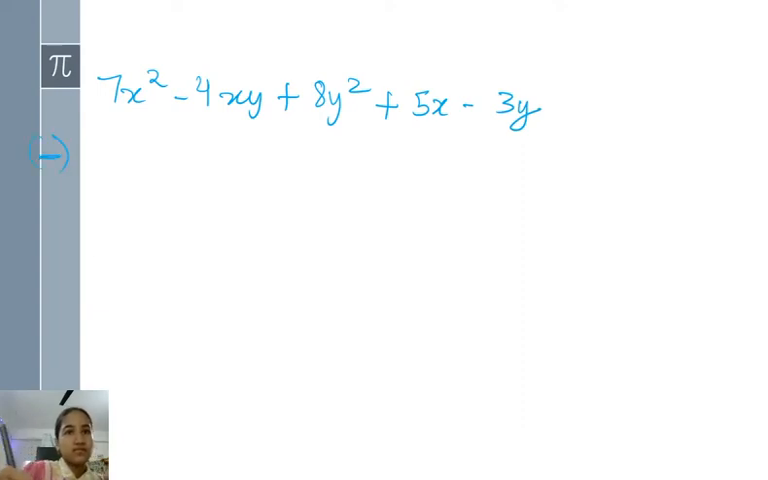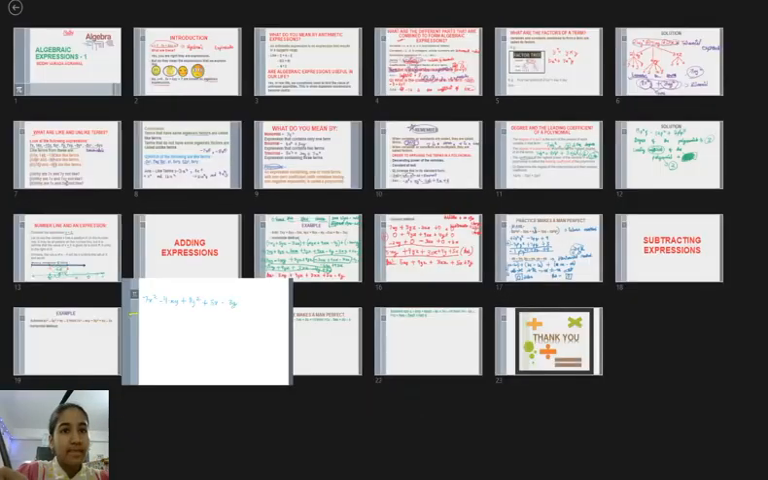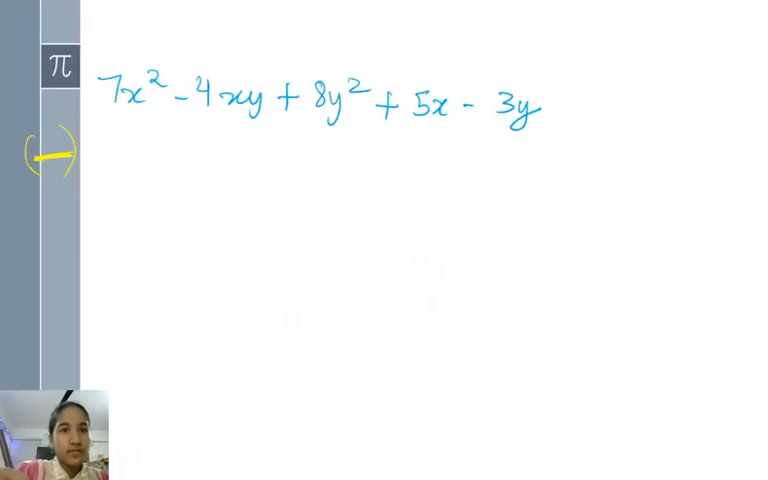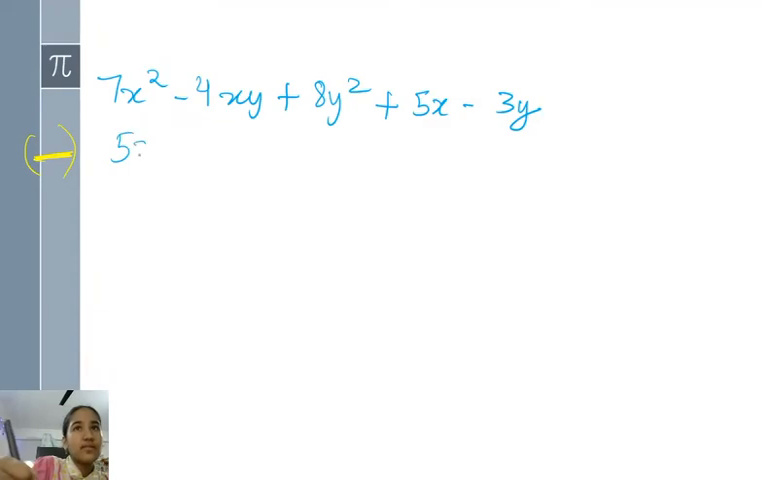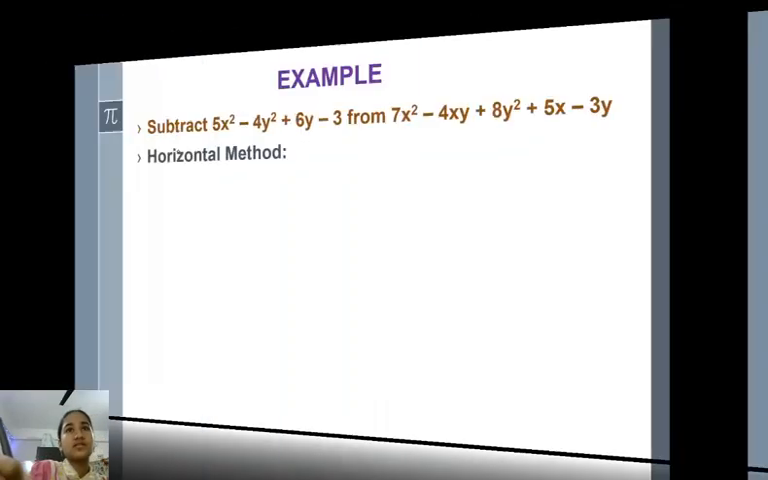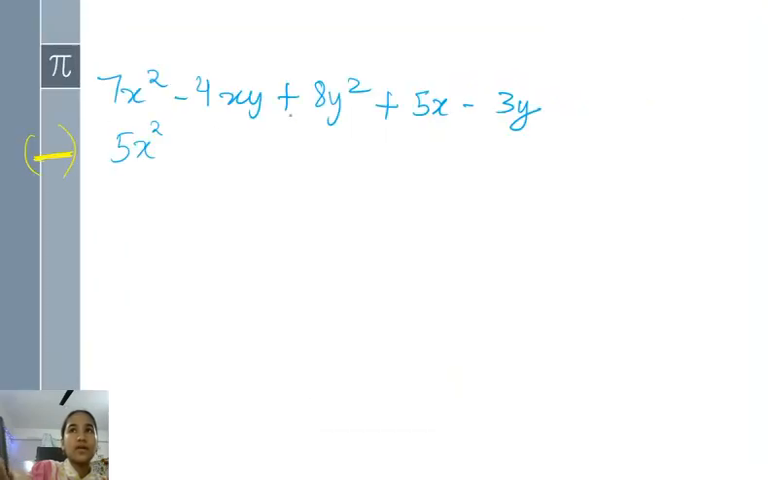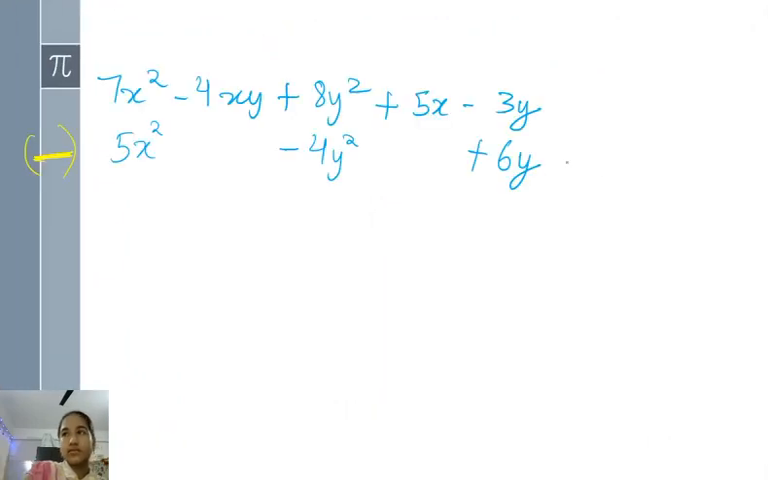Make sure it's minus, don't commit any mistake over here. 5x squared minus 4y squared, so 5x squared will be here, then next is minus 4y squared plus 6y. Accordingly, I have to arrange the terms. Minus 3, well, I guess it is over here.